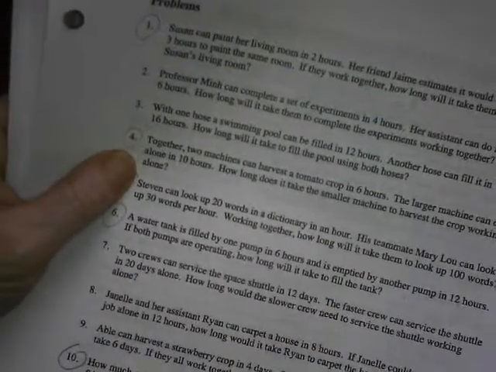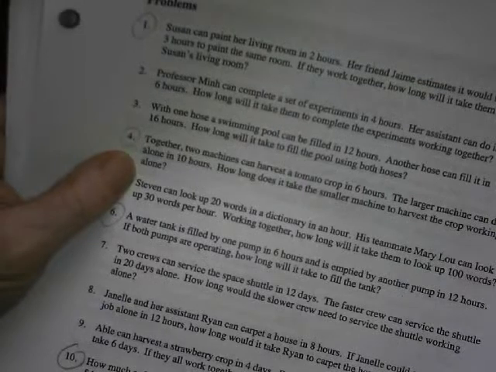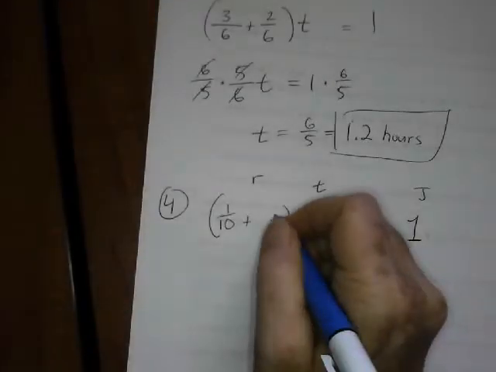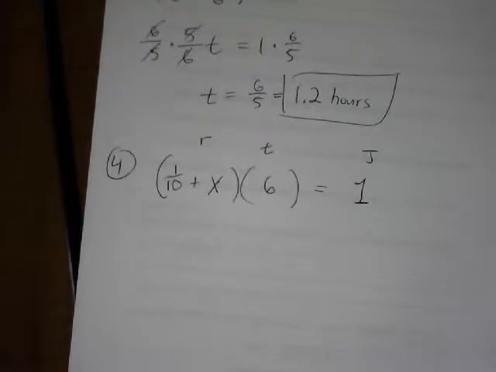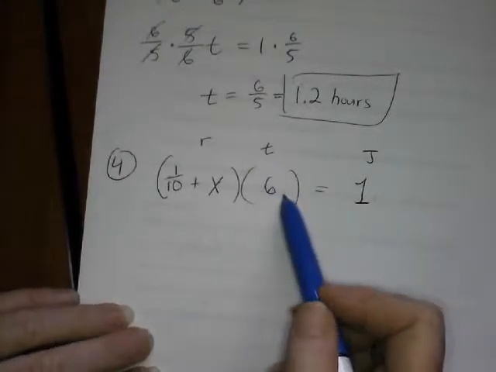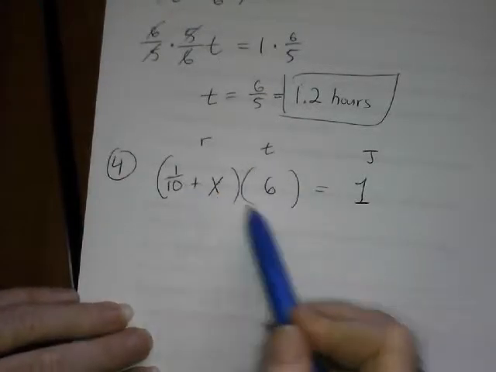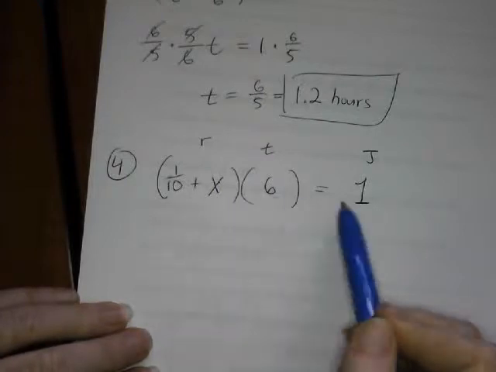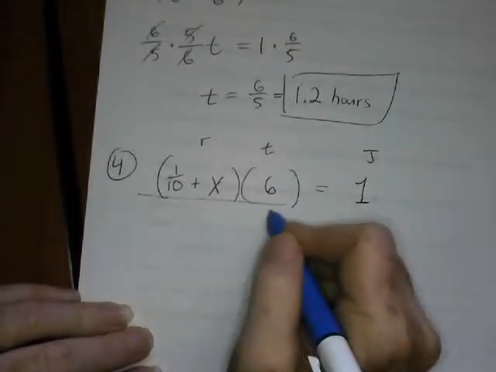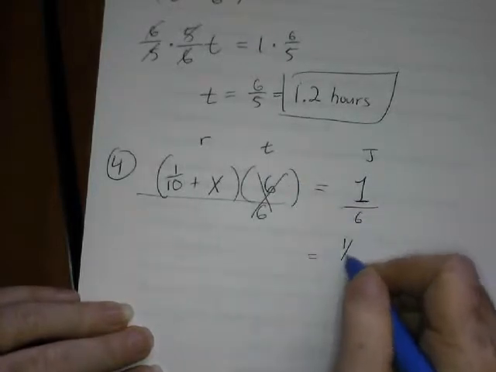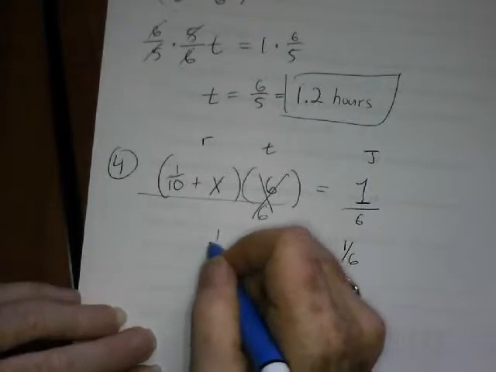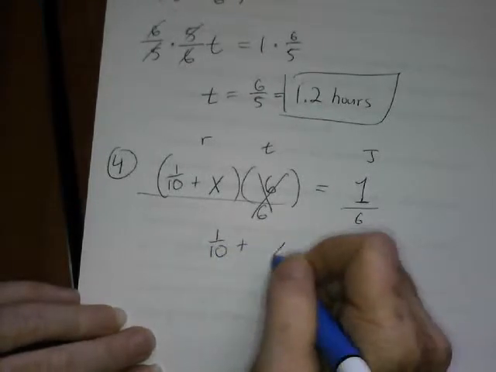How long does it take the smaller machine? Well, it looks like that's going to have to be X. We'll just call it X, because we don't know. Okay, so don't cry. It's okay, you can do this kind of math. This is not hard. I want to get X by itself, so I'm going to do algebra. I'm going to divide both sides by 6. See, that's not that bad, 1/6. I got some fractions. I'm not scared, I like fractions.